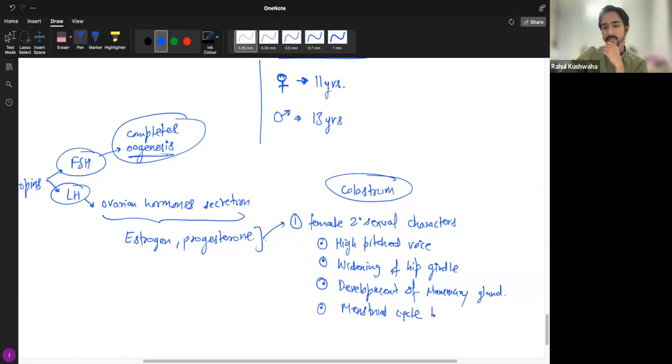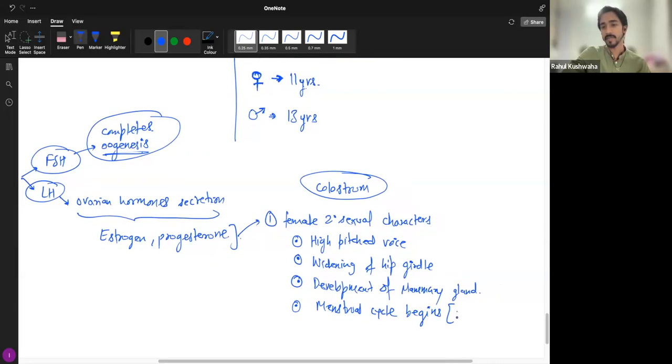Menstrual cycle begins. The first menstrual cycle that the female goes through when she reaches puberty is called menarche. The name is given menarche, the first one. And by the time a female reaches the 50s, so between 45 to 50, in some cases 52, this cycle stops. That phase is called menopause. Pause means stop. Okay, I think pause is a good word. Meno full stop would have sounded good.